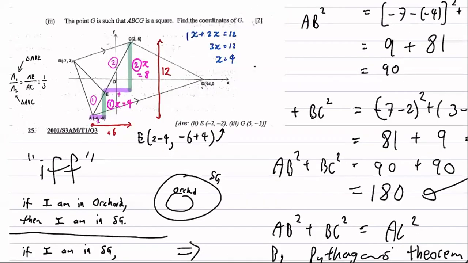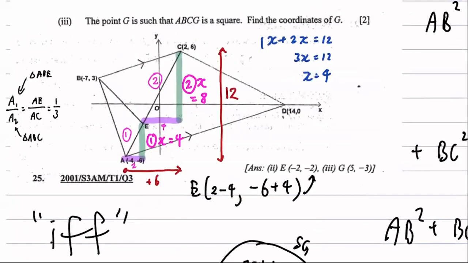The point G is such that ABCG, where's ABCG? A is here, B is here, C is here. Where's G? It's a square. So it must be somewhere here, right? G. Find the coordinates of G. So let's just draw in an extra line. Maybe it will land somewhere here. That's G. Question mark, comma, question mark. Use vectors again.